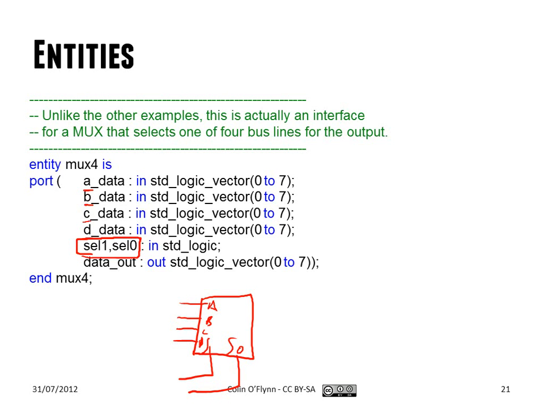This is also introducing something else, which is what they call vectors. This vector is just seven wires bundled together. So each of these is actually seven wires, but it doesn't matter. When you pick A, those seven wires are all going to be directed to the output. So that's the standard logic vector that you'll see around.